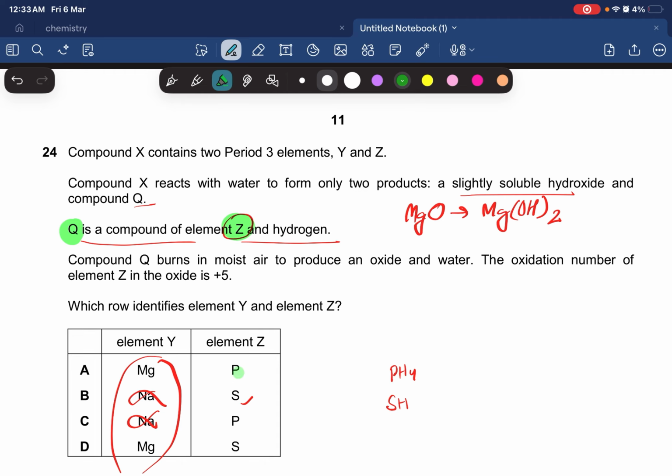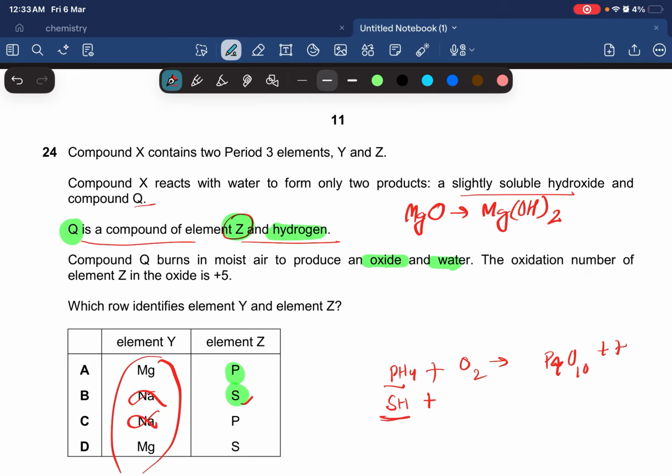It contains element Z, like phosphorus or sulfur, and hydrogen. I guess it's going to be PH4, phosphine, or something. Compound Q burns in moist air to produce an oxide and water. Okay, this might burn this or this, which contain sulfur and hydrogen, or phosphorus and hydrogen. In moist air, air contains oxygen, to form an oxide, P4O10, and water.